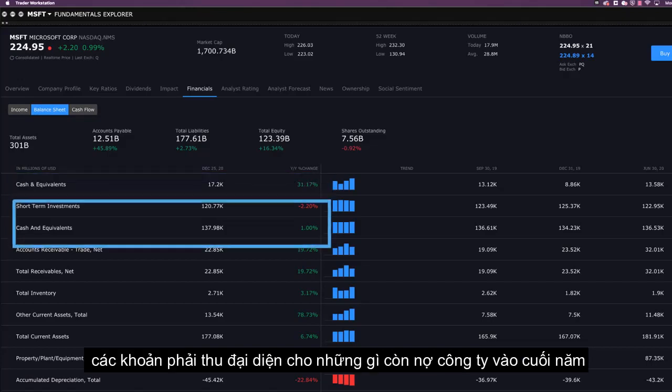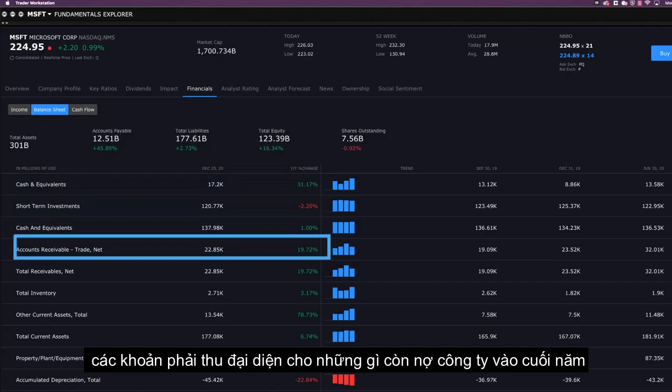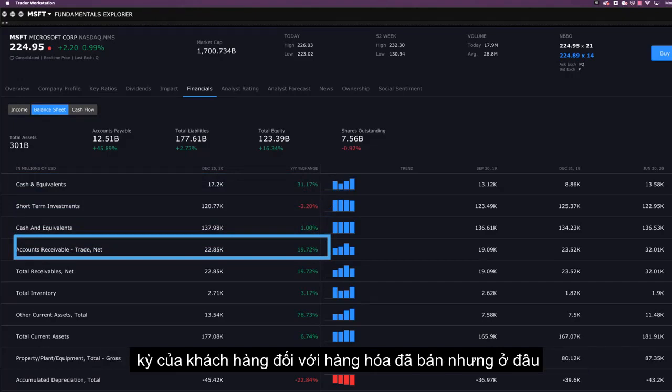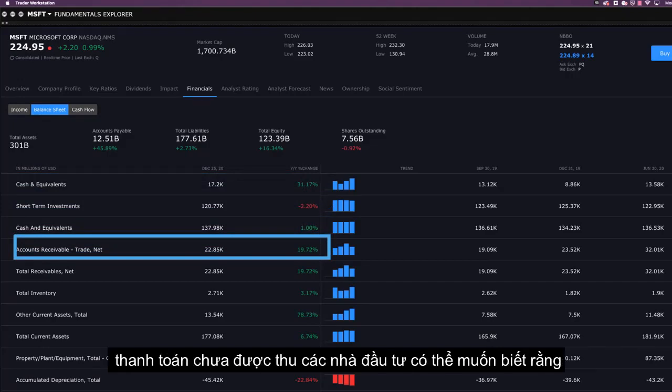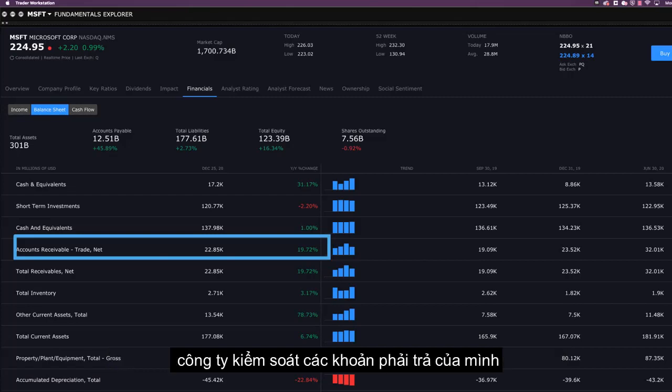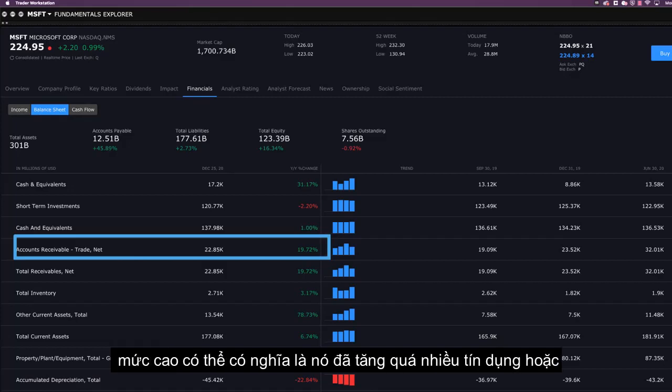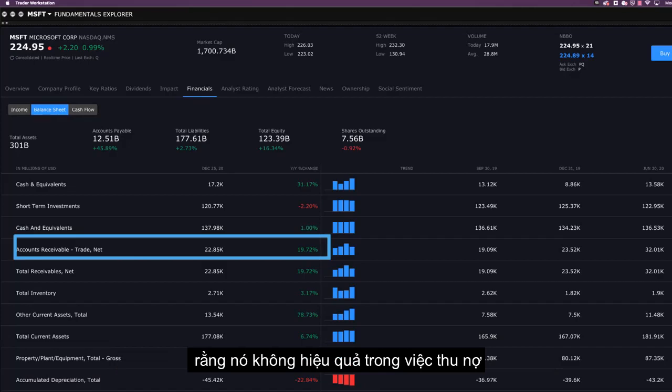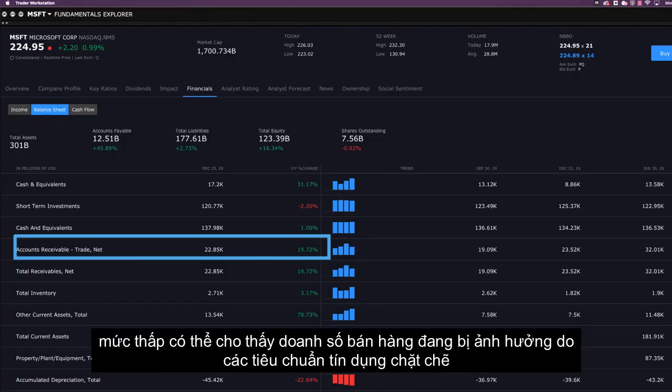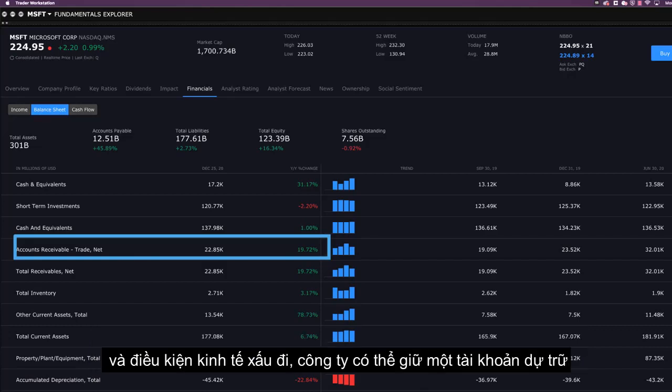Accounts receivable represents what is owed to the company at the end of the period by customers for goods sold, but where payment has not yet been collected. Investors may wish to know that the company is in control of its accounts receivable. A high level could mean that it has extended too much credit or that it is inefficient in collecting its debts. A low level may indicate that sales are suffering due to tight credit standards and worsening economic conditions.